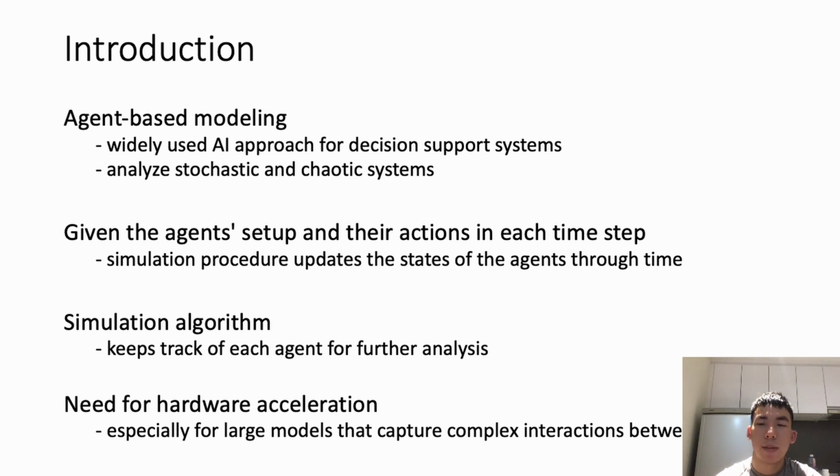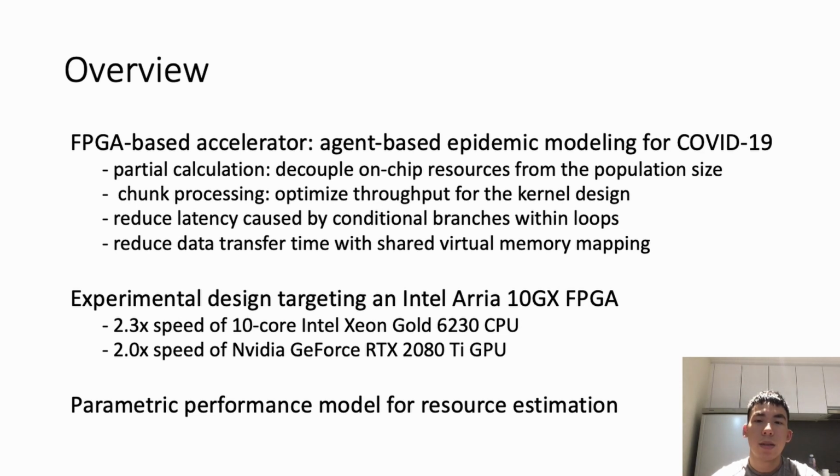Such simulation can become very computationally demanding, especially for large models that capture complex interaction between agents. There is a great need for hardware acceleration. This project proposes an FPGA-based accelerator for agent-based epidemic modeling for COVID-19. The key idea is to decouple the on-chip resource from the population size to enable partial calculation. In this way, a chunk processing routine could be implemented to optimize throughput for the kernel design.